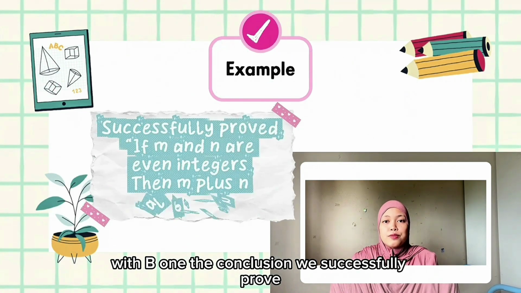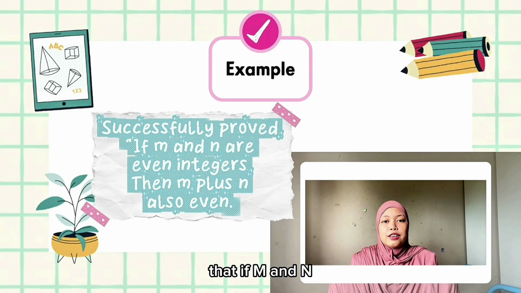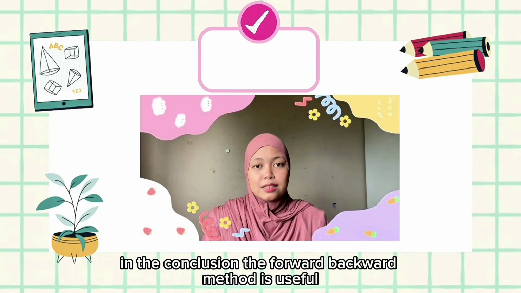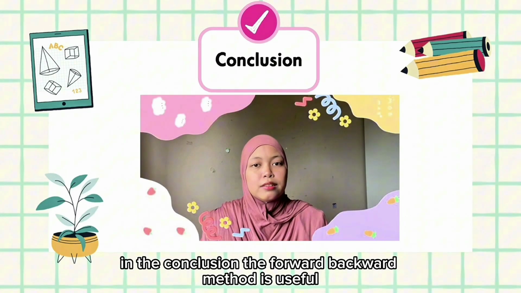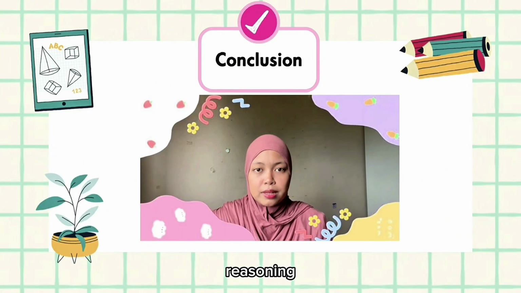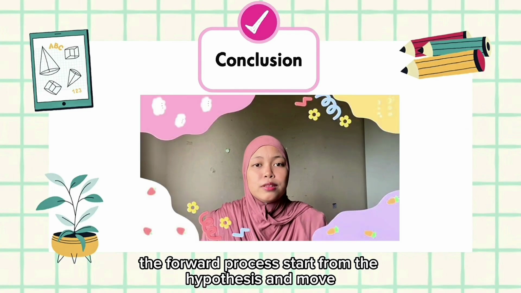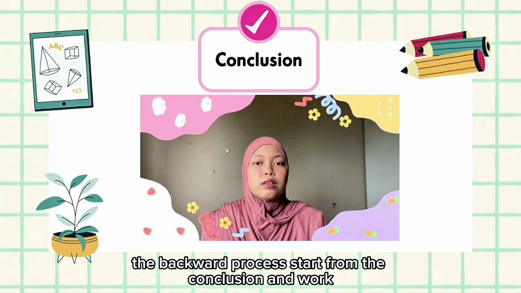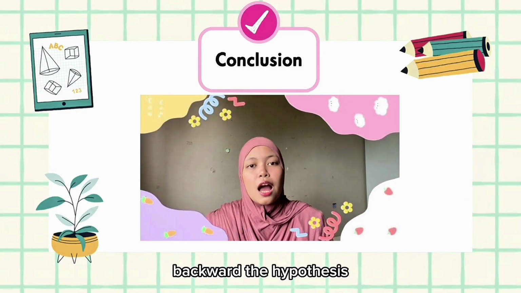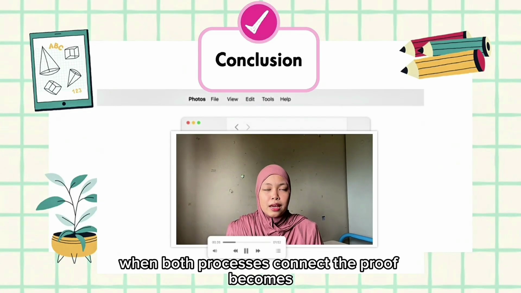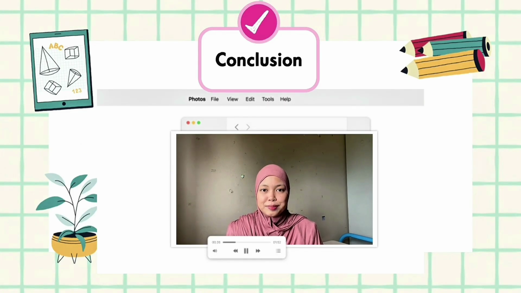The conclusion: we successfully prove that if m and n are even integers, then m plus n is also even. In conclusion, the forward-backward method is a useful proof technique that helps us organize our mathematical reasoning. The forward process starts from the hypothesis and moves to the conclusion. The backward process starts from the conclusion and works backward to the hypothesis. When both processes connect, the proof becomes clear and complete.